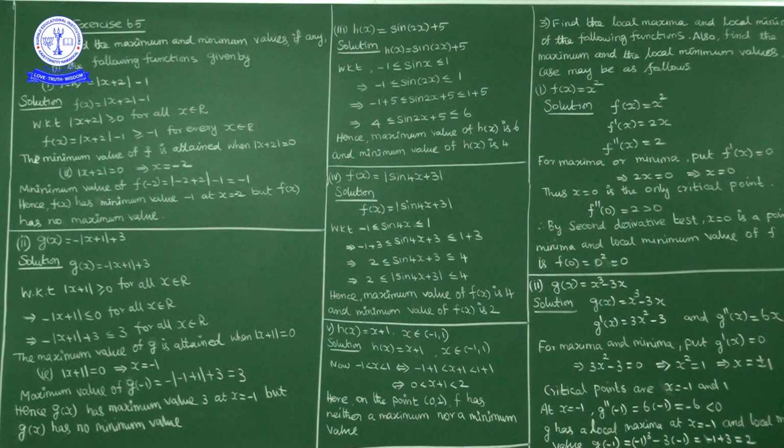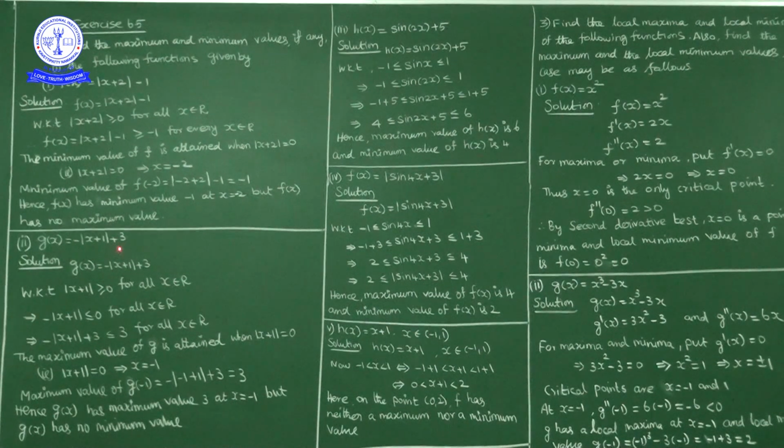Next question: g of x equal to minus of mod x plus 1 plus 3. Now about this function, what we know is that the mod function is always greater than or equal to 0. So modulus of x plus 1 is always greater than or equal to 0 for all real numbers. But what we have here is minus mod x plus 1 plus 3, so mod x plus 1 greater than or equal to 0, multiply with minus.